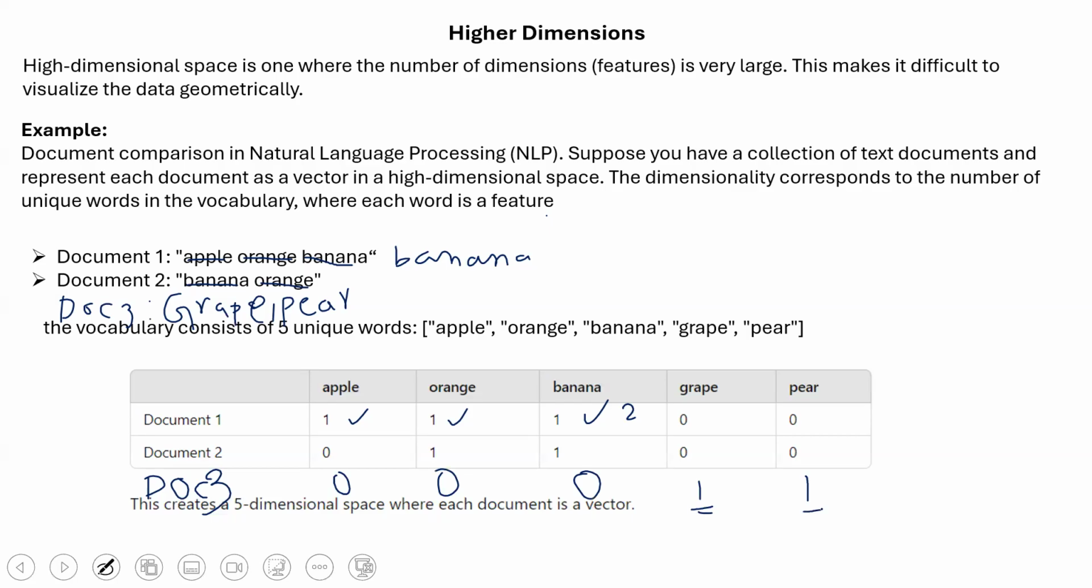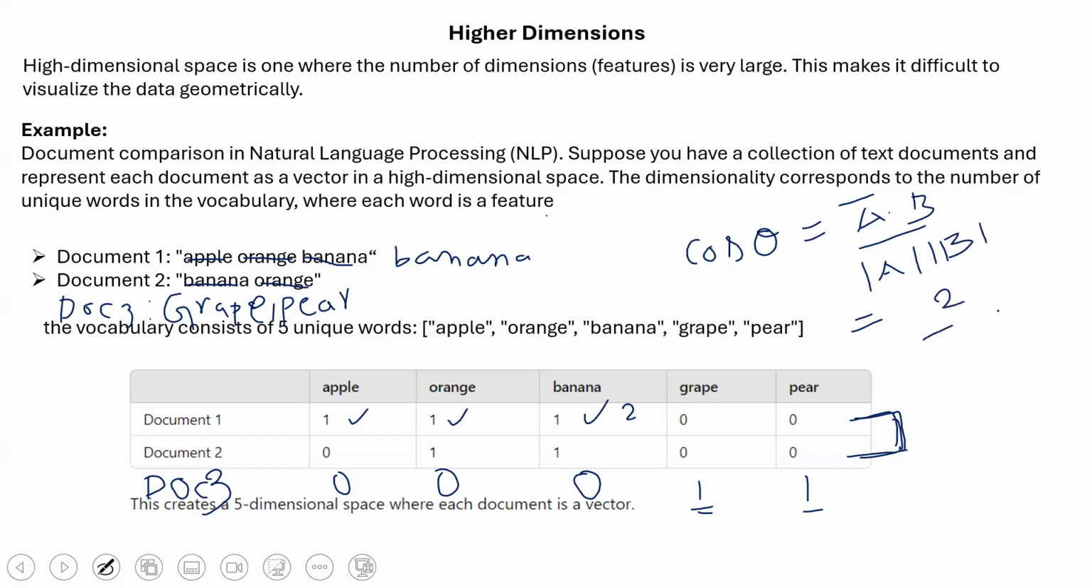Now if you want to find out whether these two documents are similar or not, or whether they are talking about the same subject or not, you can find that out by finding the angle between those two vectors, cos theta. Cos theta is nothing but the dot product of those two points divided by the modulus of those two points. So what is the dot product between these two? It is 2, right? Because 1 dot 0 is 0, 1 dot 1 is 1, 1 dot 1 is 1, 0 dot 0 is 0, 0 dot 0 is 0. So you have 2 here.